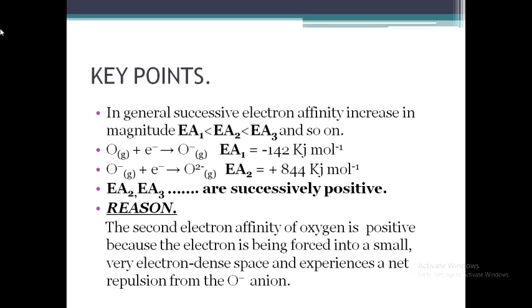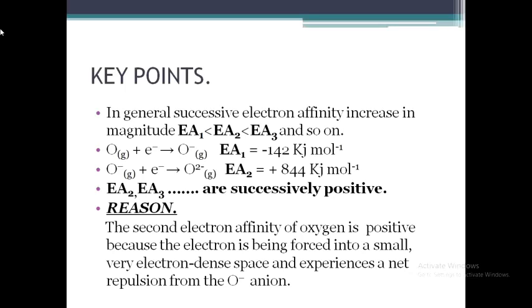While in the case of the second electron affinity, you can see that the value is positive, that is 844 kilojoule per mole. So Ea2, Ea3 are successively positive. What is the reason behind that thing? For the sake of an example, you can see the reason for the second electron affinity to be positive or endothermic is that the second electron affinity of oxygen is positive because the electron is being forced into a small, very electron dense space and experiences a net repulsion from the oxide negative anion.